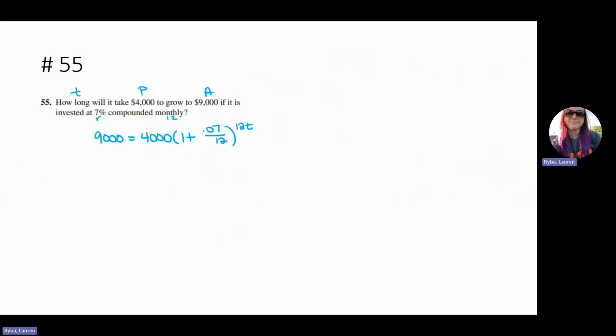So the first step in solving this is to divide out that 4,000. If I take 9,000 and divide by 4,000, I'm left with 2.25 equals 1 plus 0.07 over 12 to the 12t. Now, the power is not just a number, it has a variable in it. The first thing I'm going to do is simplify what's inside here. So I would do 1 plus 0.07 over 12. And again, I'm going to round it to the best of my ability. 1.0058 to the 12t.